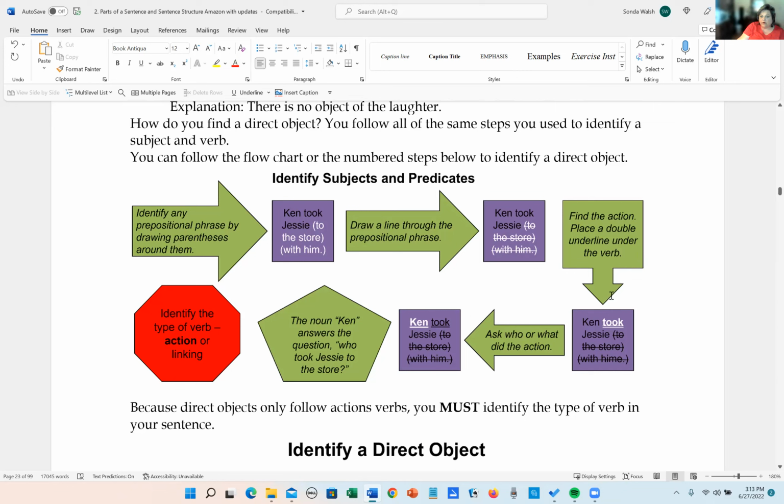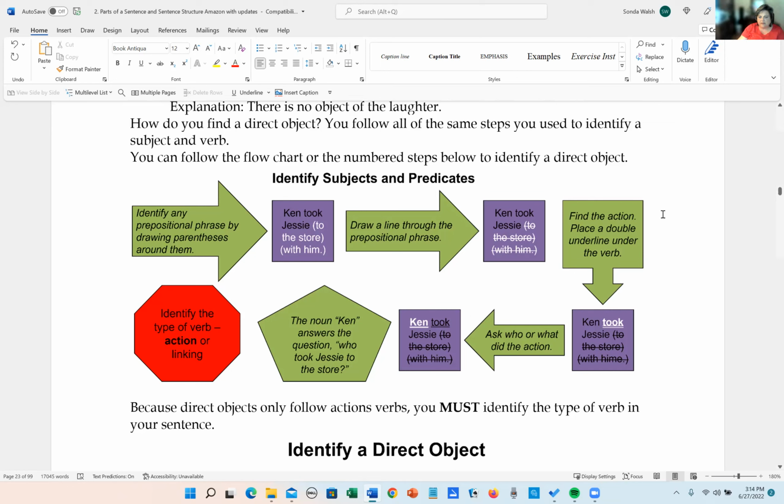Then we want to look for the action verb. Always determine which type of verb you have. So here we have took. That is an action verb. And if you're not sure whether it's an action verb or a linking verb, you can go back and look at the list of linking verbs, or you can look it up in the dictionary.